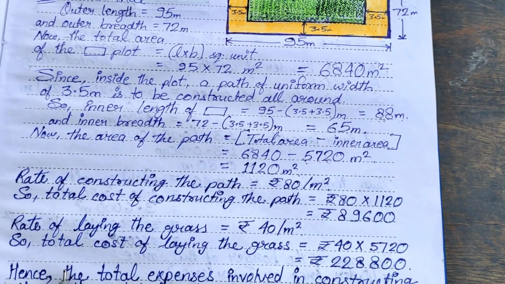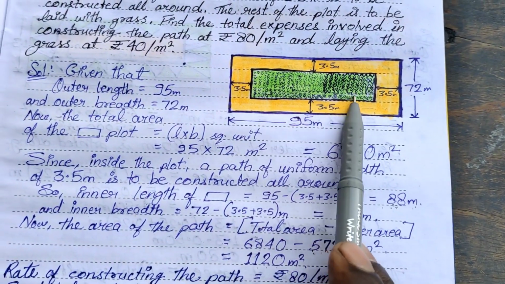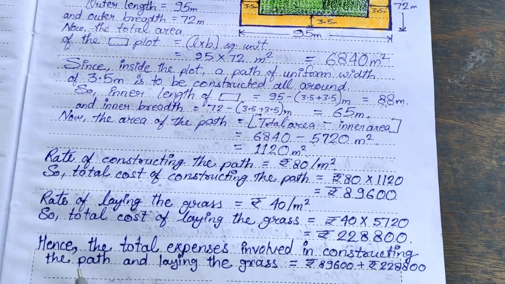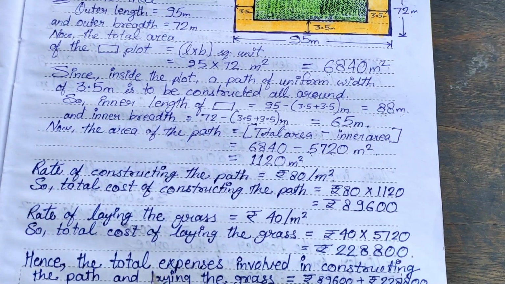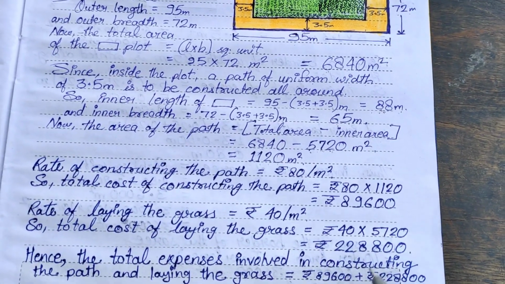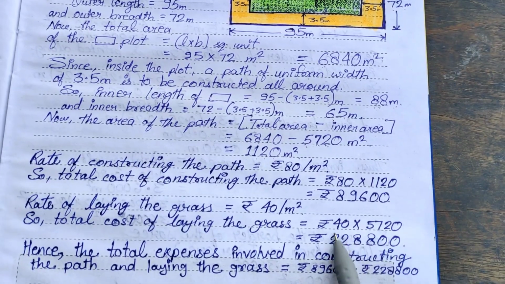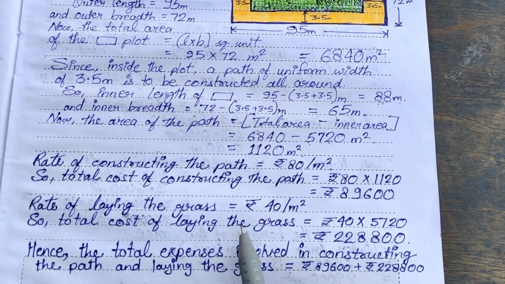Now rate of laying the grass, you have to lay down the grass in between, or the rest of the area. So rate of laying the grass is rupees 40 per meter square. So total cost of laying the grass, you have to multiply the rate with the area. So multiplying rate with the area, you have 228,800 rupees, the cost of laying the grass.